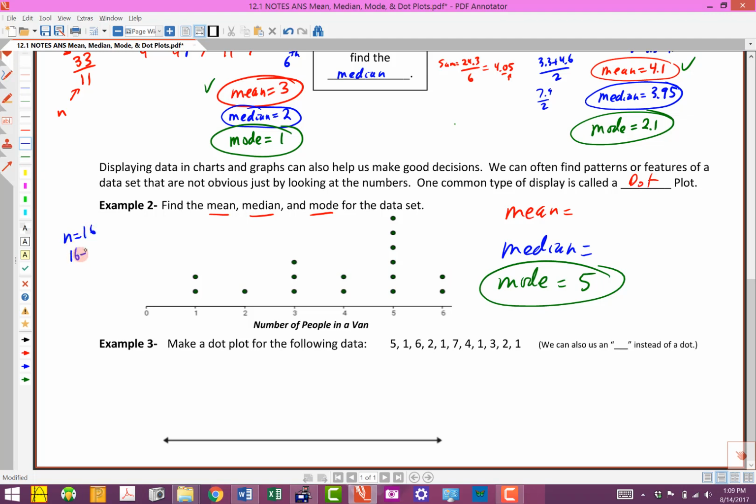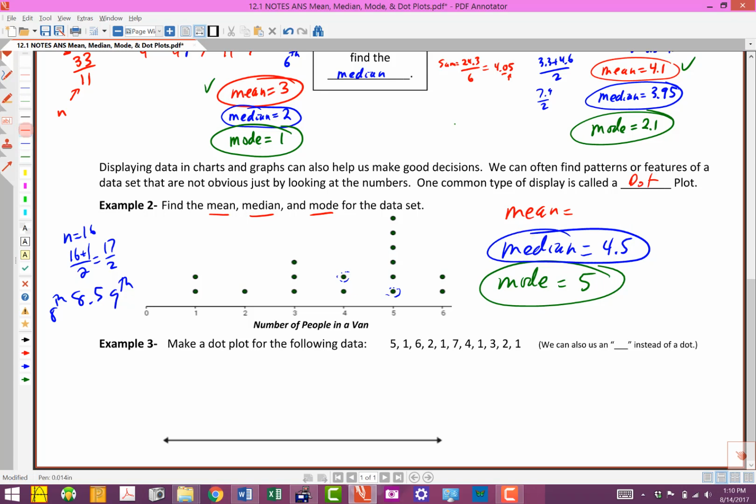So if we do n plus 1, divide by 2, that's 17 divided by 2. That means 8.5. So that means it's going to be between the 8th one and the 9th one. So let's count through. 1, 2, 3, 4, 5, 6, 7, 8. There's the 8th one right here, and here's the 9th one right there. So that means the median is right in between the two of those. So it's going to be right in between 4 and 5, and right in between 4 and 5 would be 4.5. So we're going to do 4.5 there. So we've got the median.